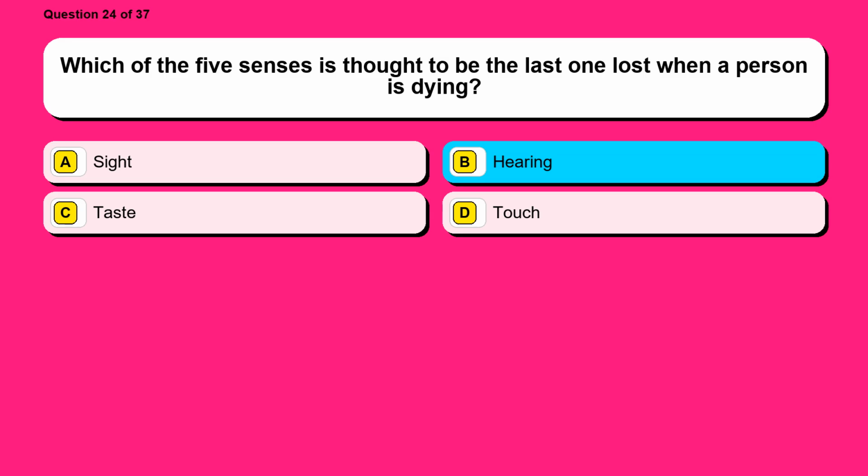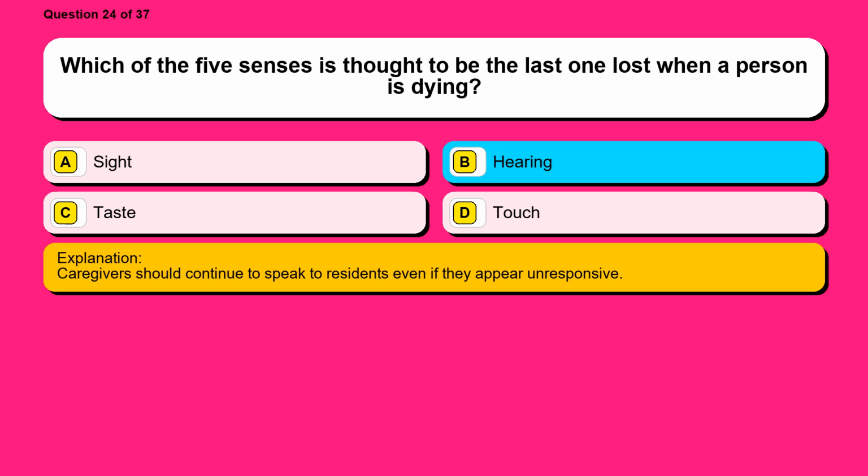The correct answer is option B, hearing. Caregivers should continue to speak to residents even if they appear unresponsive.